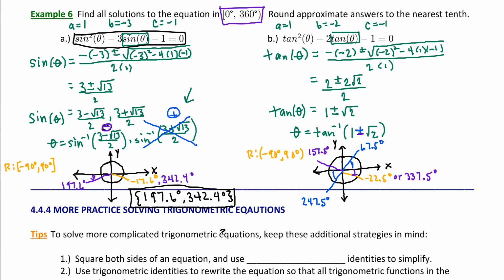Listing all of our solutions in order from smallest to largest, we have 67.5 degrees, 157.5 degrees, 247.5 degrees, and 337.5 degrees.